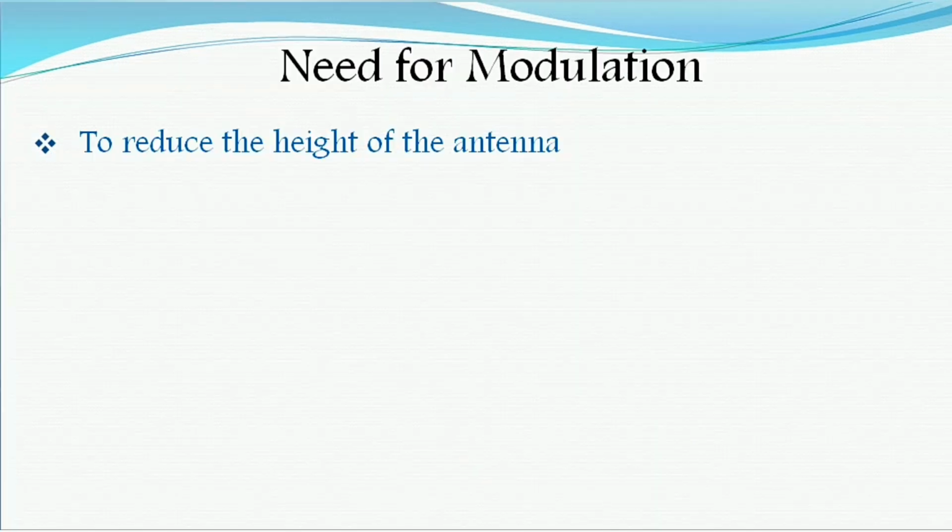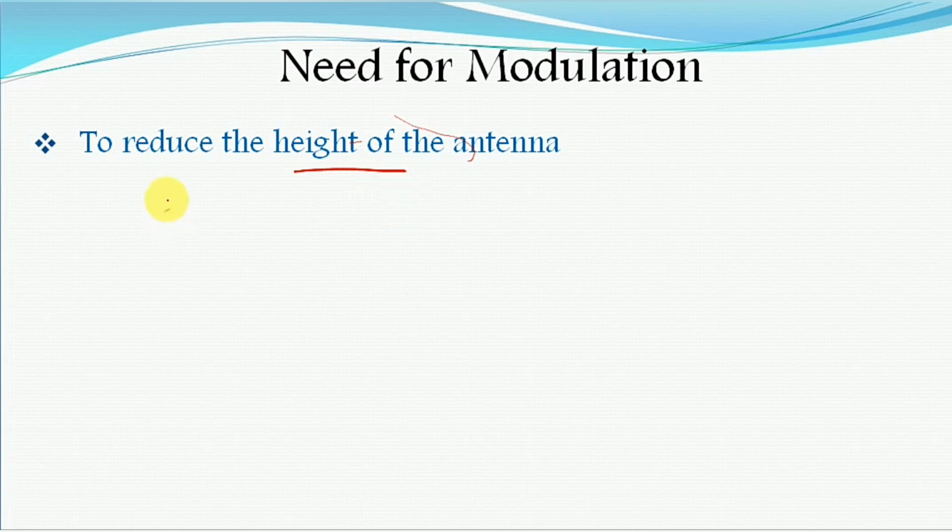The first parameter that needs the use of modulation in the communication system is the antenna. So here we have to reduce the height of an antenna. Why should the height of an antenna be reduced? If you consider the wired channel, there is either a coaxial cable or an optical cable to transmit the signal from source to destination.